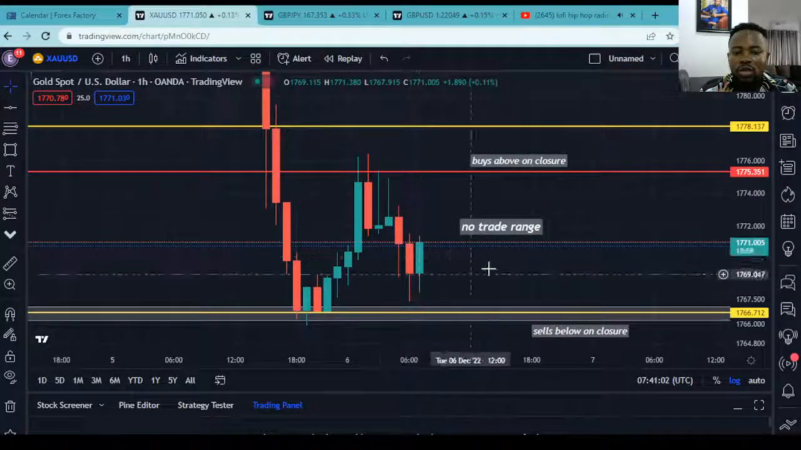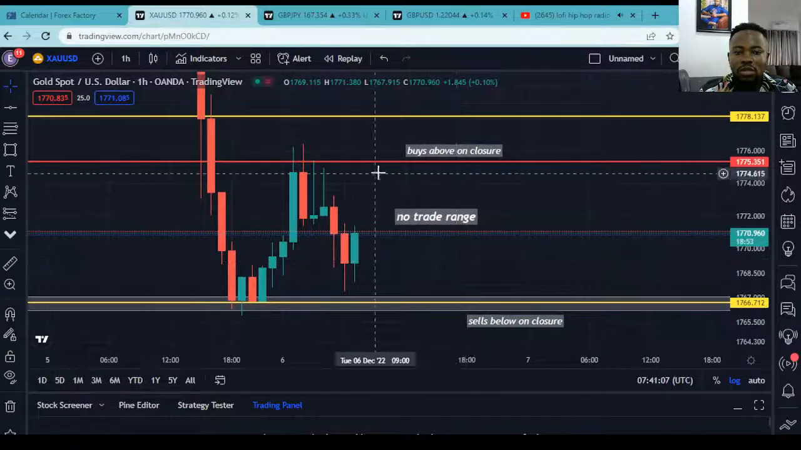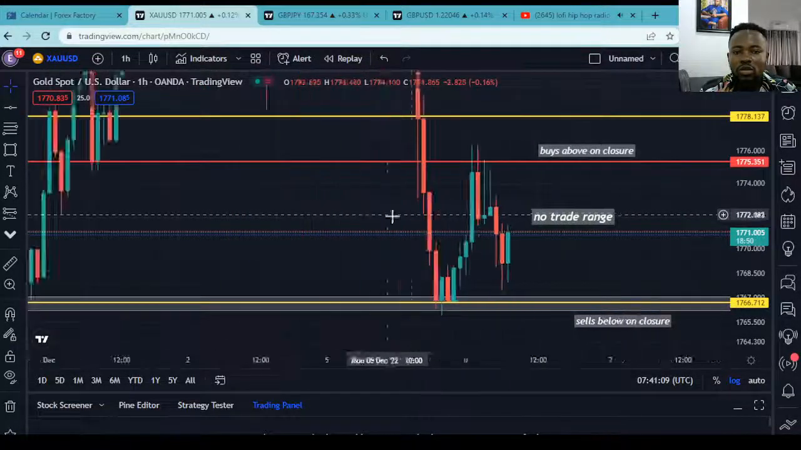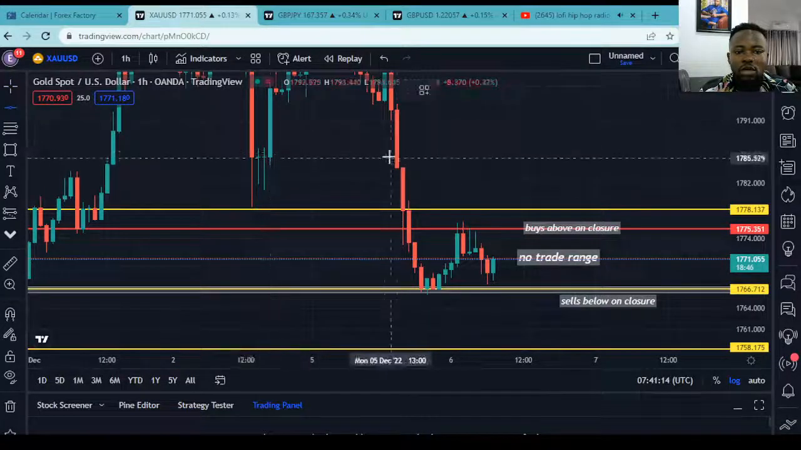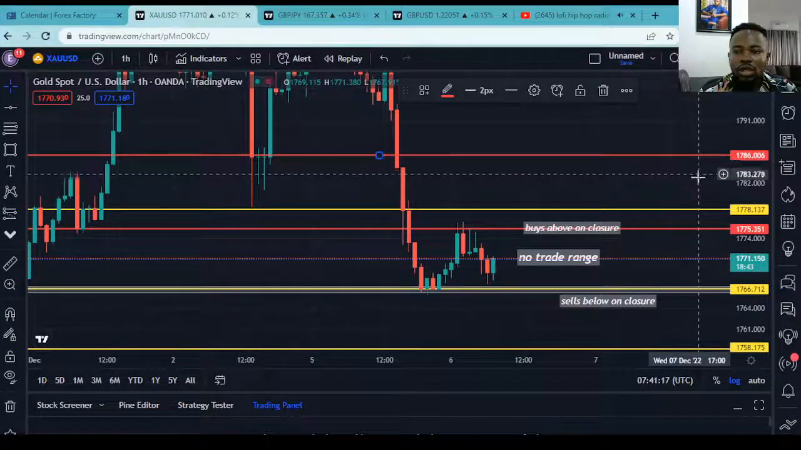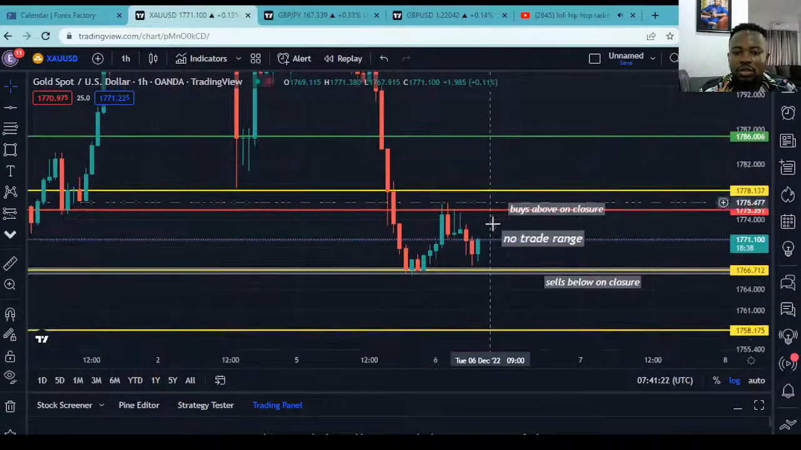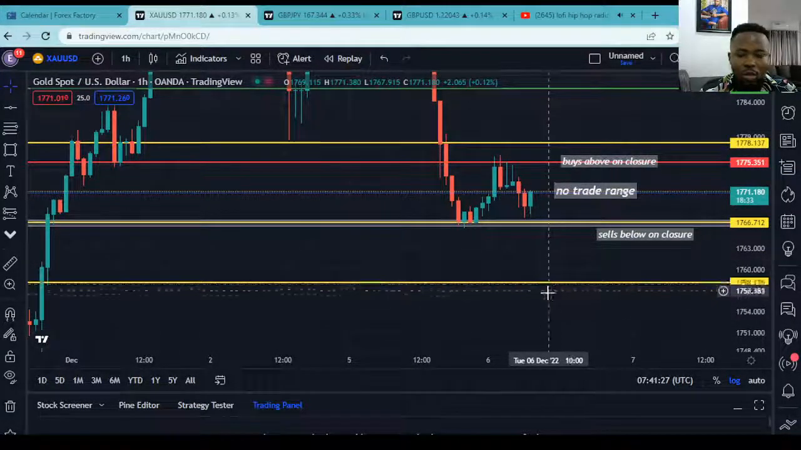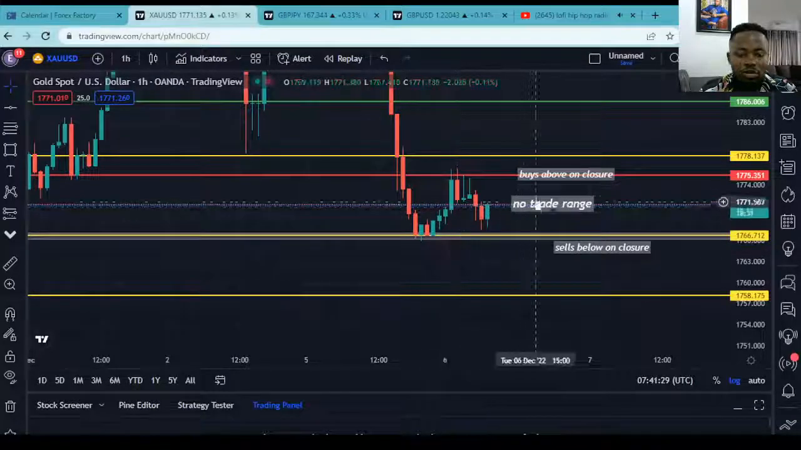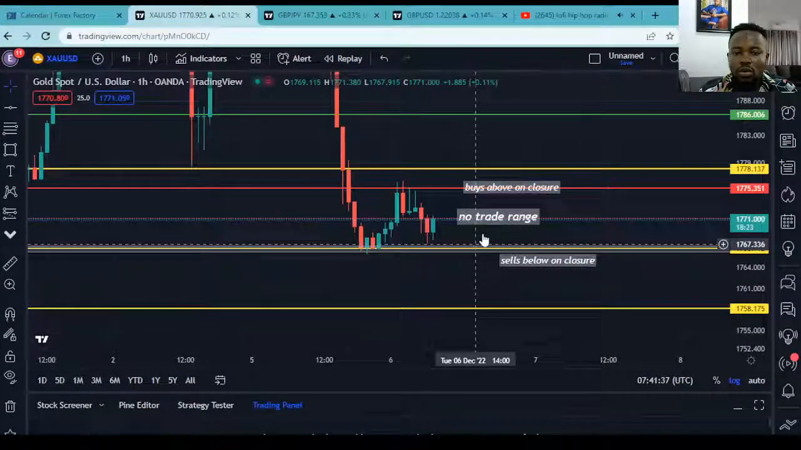Gold is ranging. We don't want to trade gold in this range. On the 1 hour, either we break these highs to correct the move from yesterday, and our first target on gold should be the 1786 area. For the sells, our target here is the 1758 area. But right now we don't want to touch gold in this range.